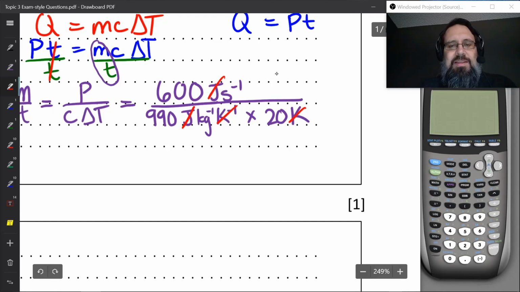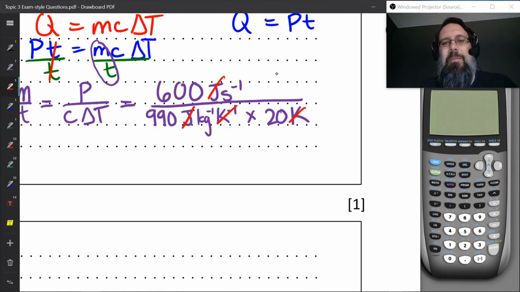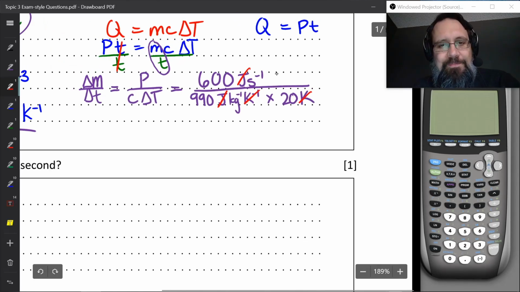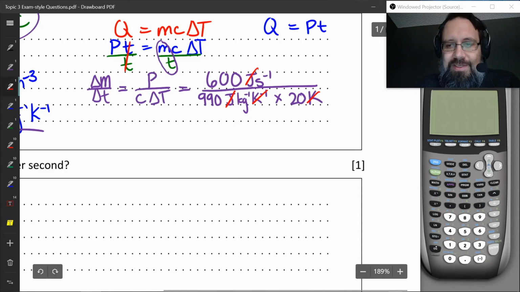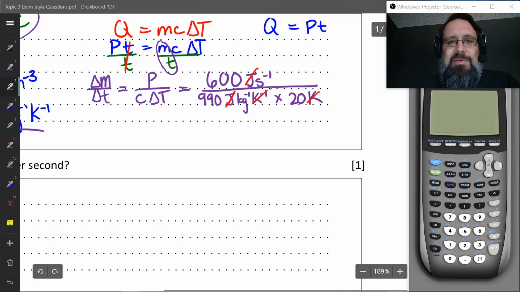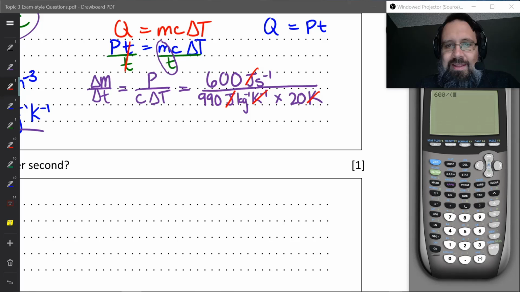And so you can see that it's per second per kilogram, but a per second per kilogram is a kilogram per second. That's good because that's what we wanted. We wanted kilograms per second. So this is going to work. So 600 divided by, and then I just have to do 990 times 20.